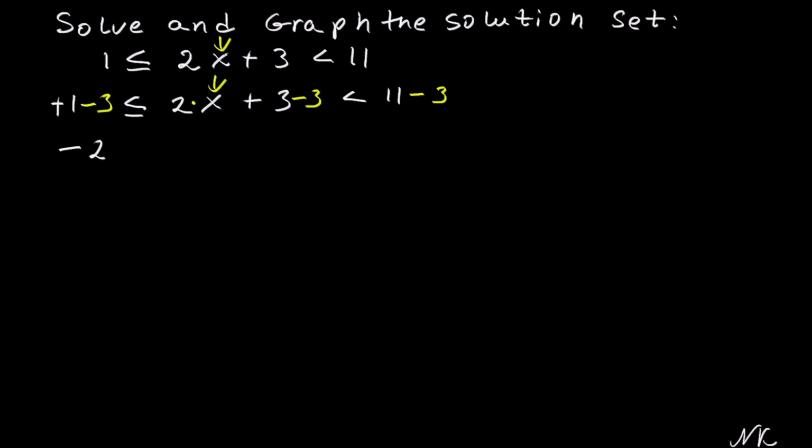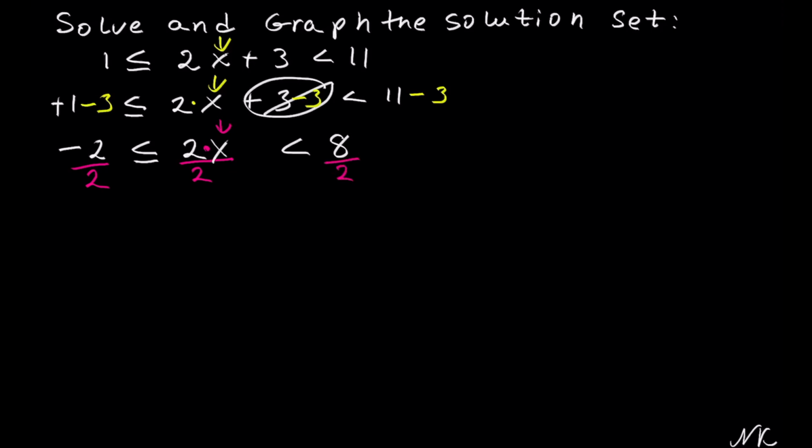So negative 2 less than or equal to 2x. 3 minus 3 adds up to 0. Less than 11 minus 3 is 8. We are still solving for x. 2 is multiplying x. The inverse of multiplying by 2 is to divide by 2. And whatever we do to one side, we want to do the same thing to all three sides. So negative 2 divided by 2 and 8 divided by 2.